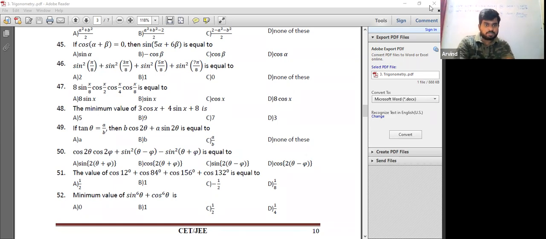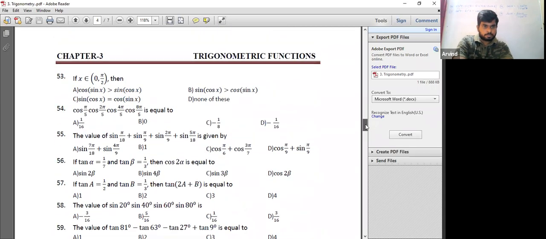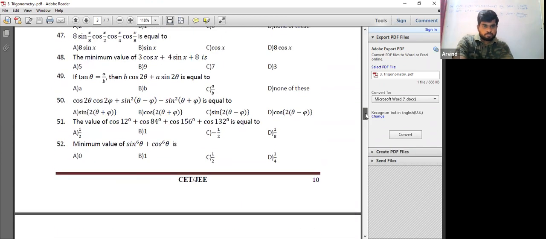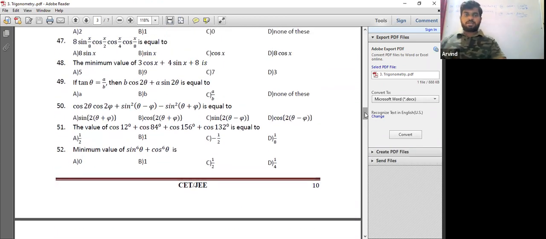At least you got an idea which formula it is. The value of cos 12 plus cos 84 plus cos 156 plus cos 132. See, you have individual cos angles, and your formulas are given. Cos C plus cos D. I've given you a hint also. Use that.